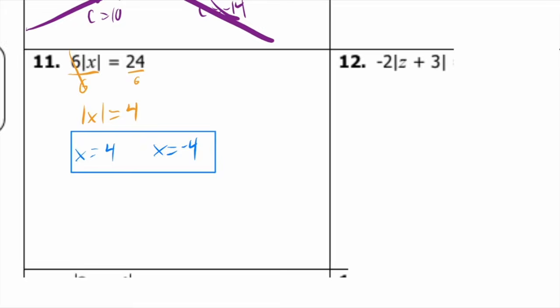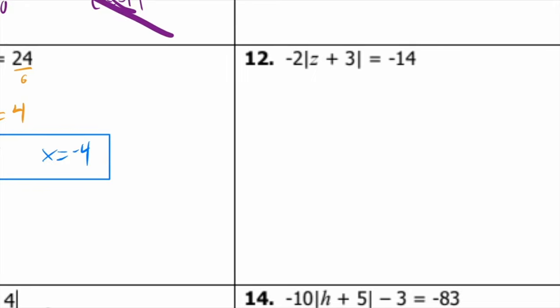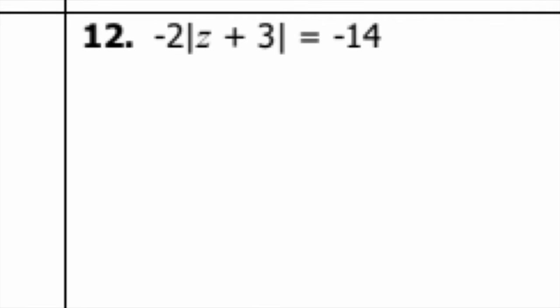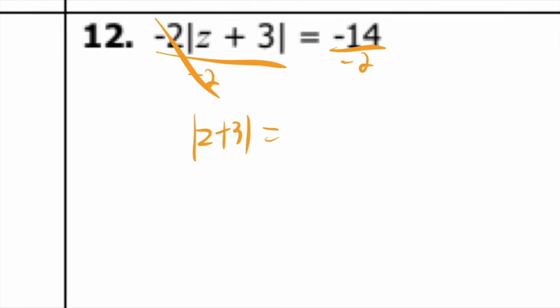On number 12, we'll actually have to start doing more work to solve these equations once we make them. And now here I notice that I have a negative 2 multiplying with this. Now it is multiplying, so I'm not going to add 2 to undo multiplication. I divide by negative 2 to undo multiplication. And I end up getting the absolute value of z plus 3. Don't forget it's still an absolute value. As I divide the other side by negative 2, I end up getting that equal to 7.